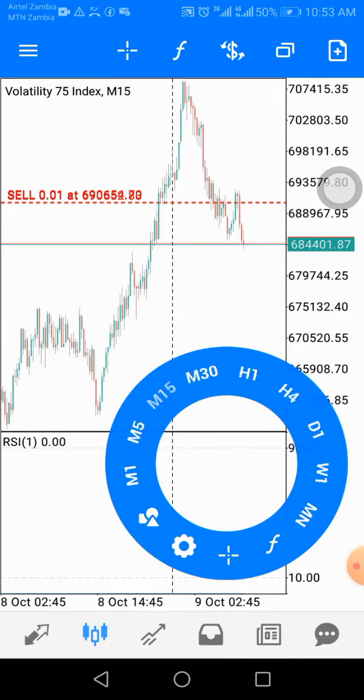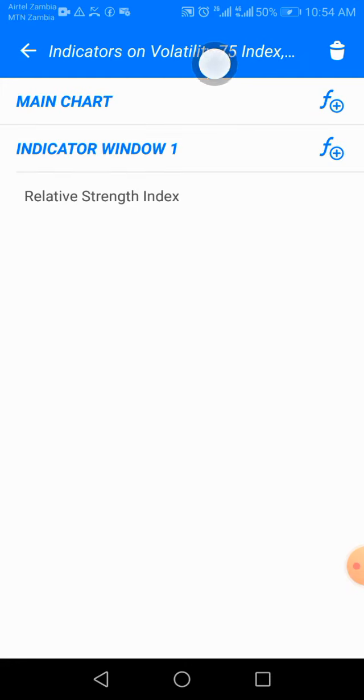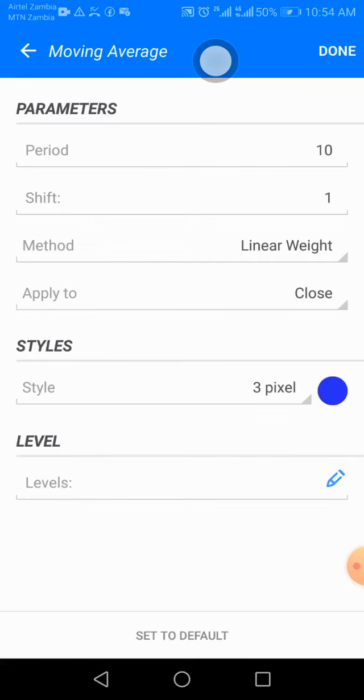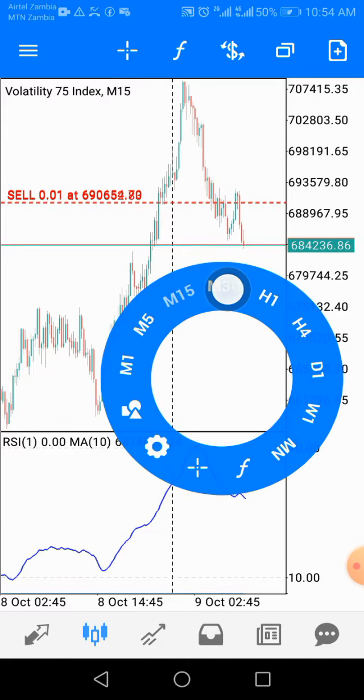So on top of this relative strength index, you're going to add another indicator called the moving average. So the moving average indicator is simply going to be like that. It's going to look like this. We're simply just going to use its default settings, and we'll say done. As you can see, the blue line is the moving average. So apart from that, we are also going to need other indicators.